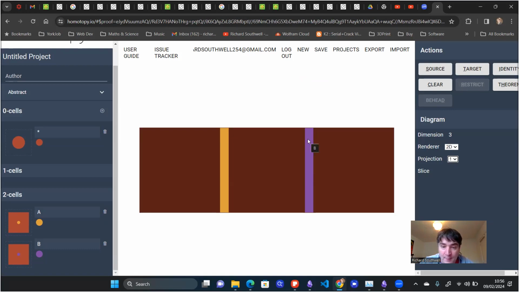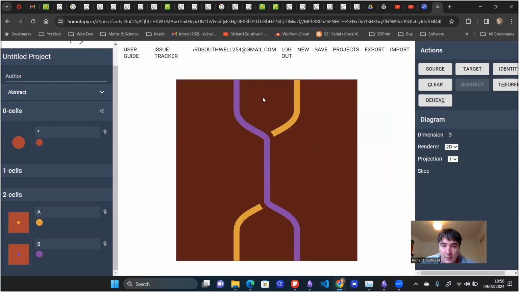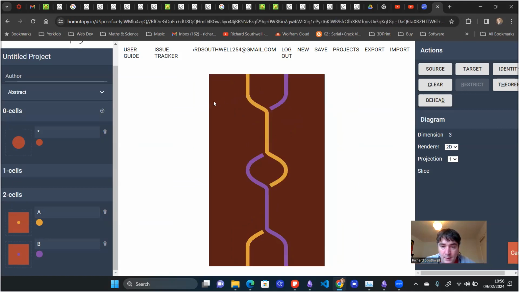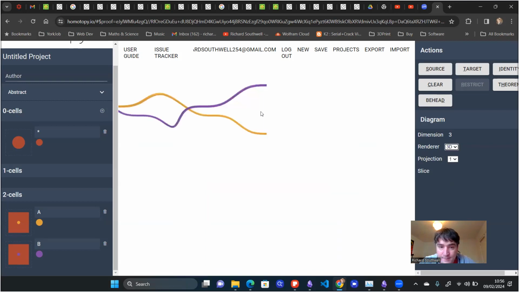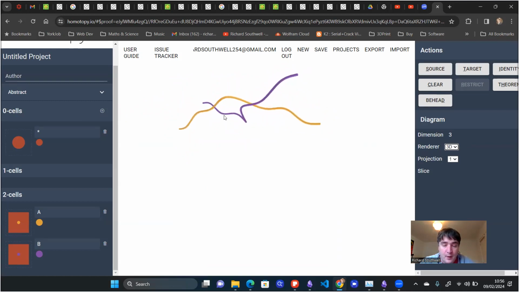And now I want to start braiding this. I want to pull this purple wire, dragging it over the top of the orange wire. And now I'm going to drag the orange wire over the top of the purple wire. There we go. Now what I've done is twist these wires around each other. Let's have a look at this in 3D. You can see now it looks like this. So what I've essentially done is braid these things.